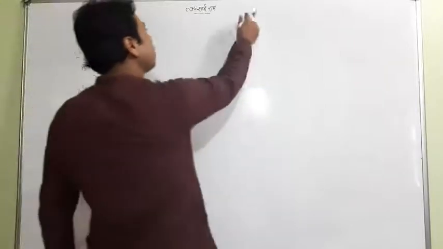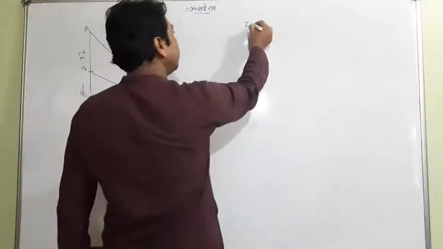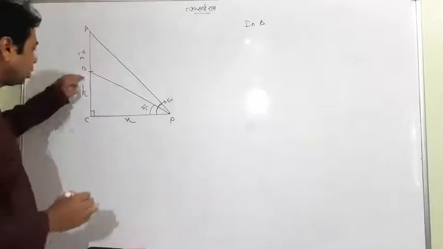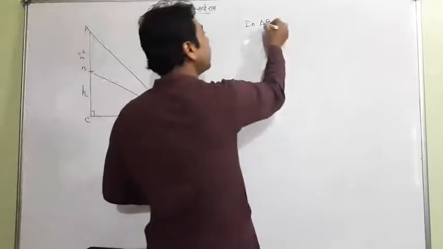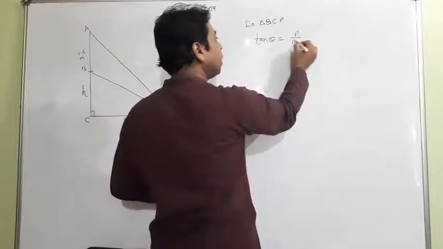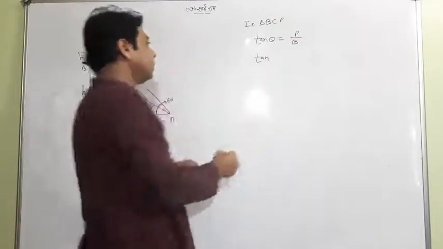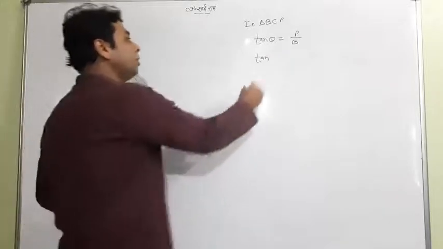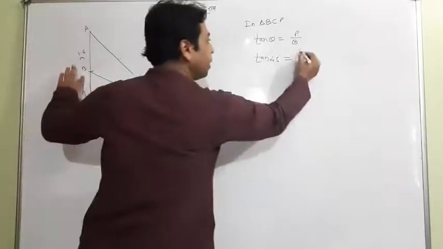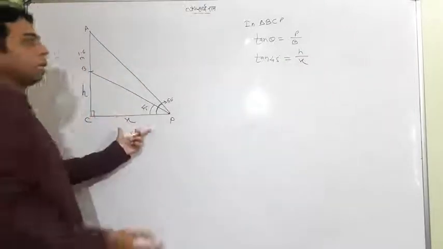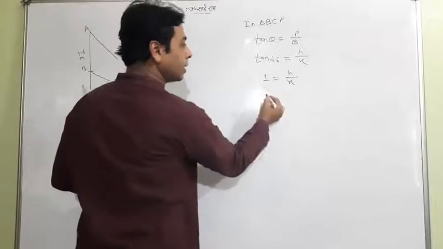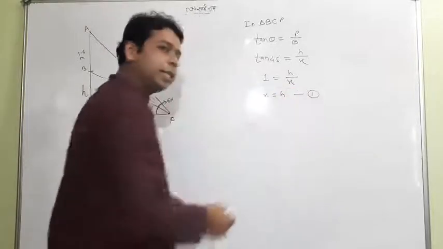So let me start my solution with direct working. As usual, I will first take the small triangle. The small triangle is BCP. In triangle BCP I'll go with tan theta, which is perpendicular upon base. Tan theta, where theta is 45 degrees. So tan 45 is equal to P is H and B is x. Now tan 45 is 1, so 1 equals H upon x, and very interestingly, x is equal to H. We have got one easy equation.